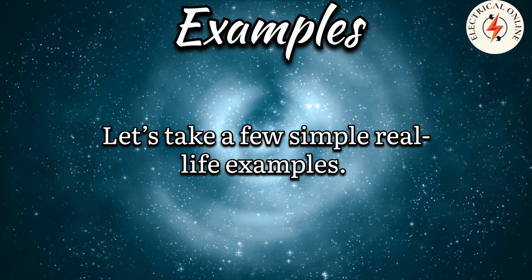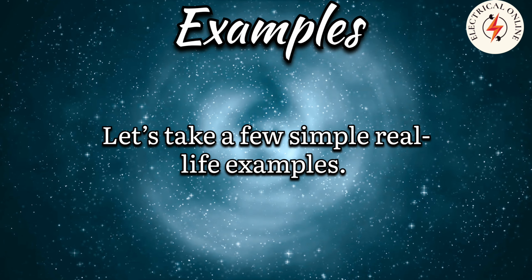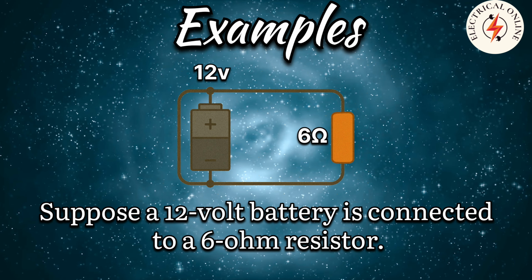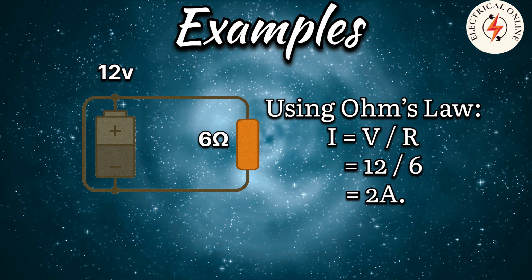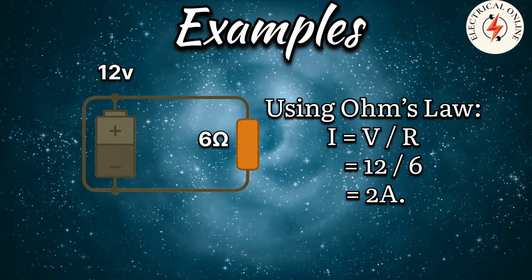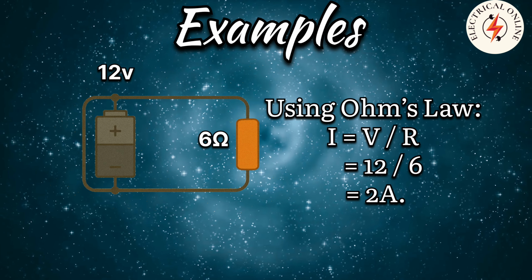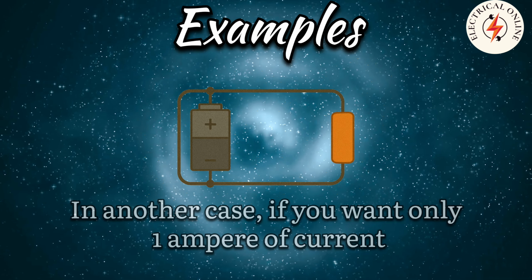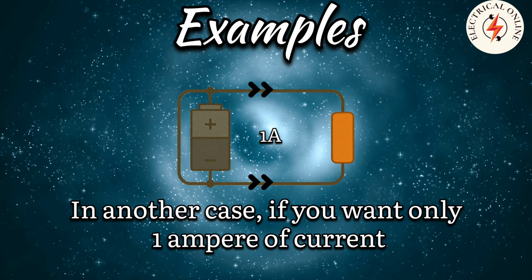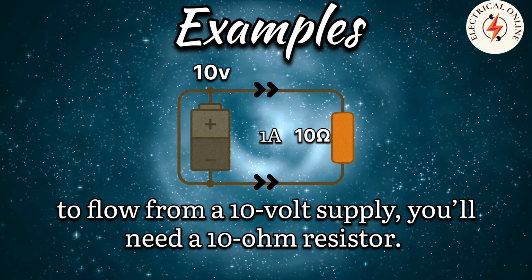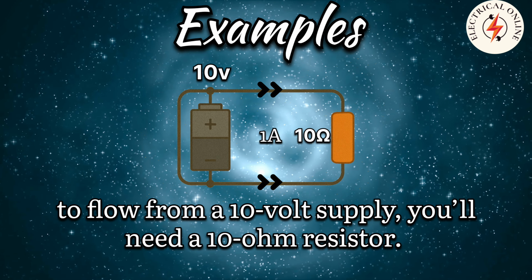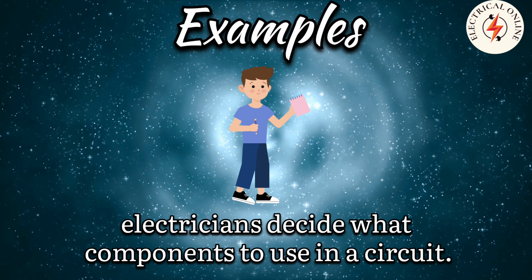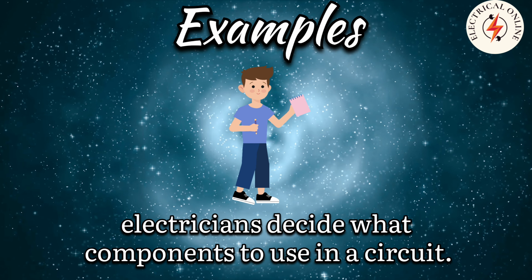Let's take a few simple real-life examples. Suppose a 12-volt battery is connected to a 6-ohm resistor. Using Ohm's law, I equals V/R equals 12/6 equals 2A. That means 2 amperes of current will flow. In another case, if you want only 1 ampere of current to flow from a 10-volt supply, you'll need a 10-ohm resistor. These easy calculations show how engineers and electricians decide what components to use in a circuit.